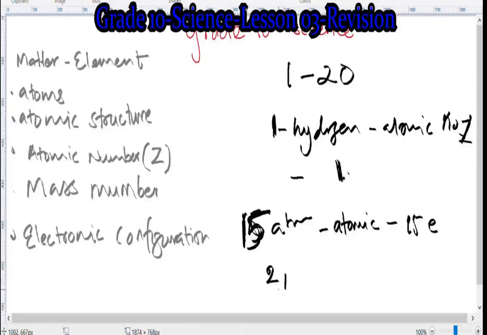So 2. Then we have 8. So 2 plus 8 is 10. So 10 electrons gone out of the 15. So we have 5, and the maximum number of electrons that could be there in the third energy level is 8, and we only have 5. So we can put 5, right? KLM. So 2 in K, 8 in L, and 5 in M. That is how you do the electronic configuration.